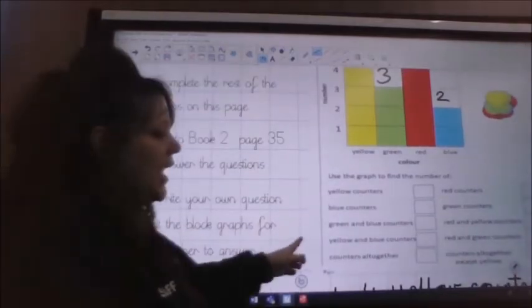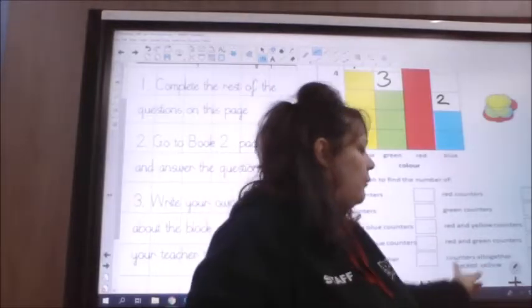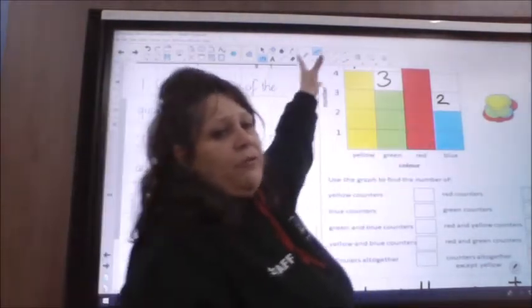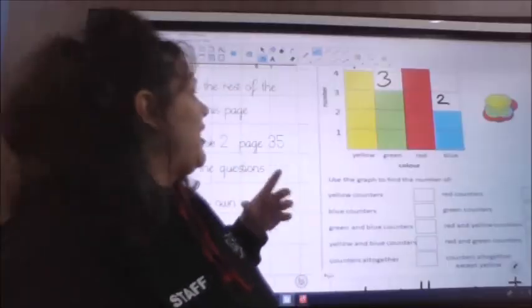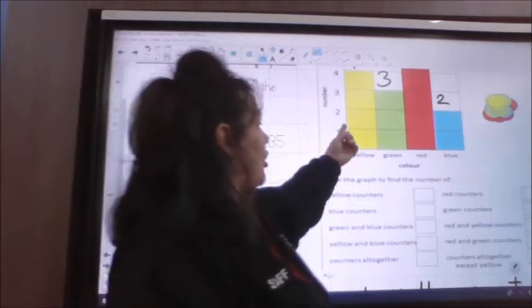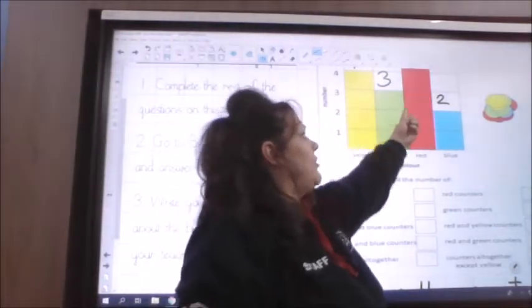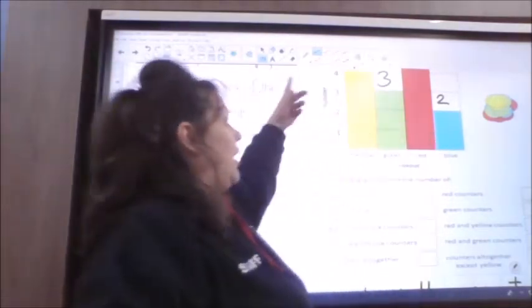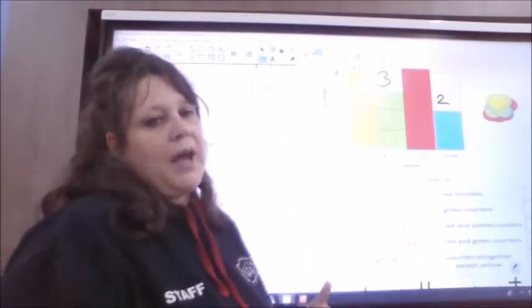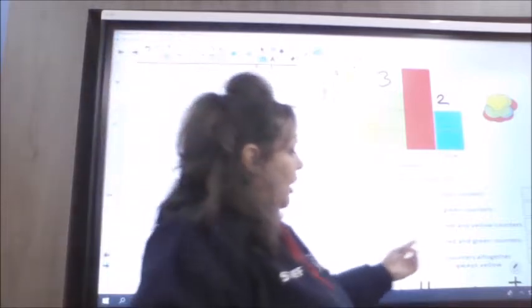Finally, it says how many counters altogether, or how many counters altogether except yellow. So altogether means how many counters have I got in total? So that means I've got to add up all the amount of counters I've got. So I've got to add that column to that column to that column to that column. So I would have 4, add 3, add 5, add 2, and then I'd be able to write my answer.